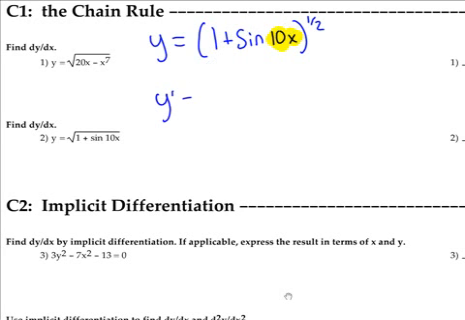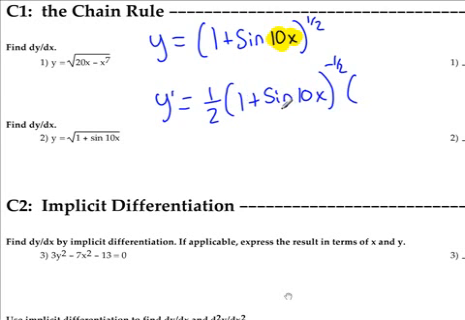So the derivative is 1/2 times everything that's inside still. And then we reduce the power by 1. That will take us to negative 1/2. And then multiply by the chain. Well, the derivative of 1 is 0, so forget about that. The derivative of sine 10x, there's a chain involved there. The derivative of sine is cosine, so that would be cosine 10x, times the derivative of the 10x. There's a chain involved in this because there's a 10x inside the sine function. The derivative of that is 10.